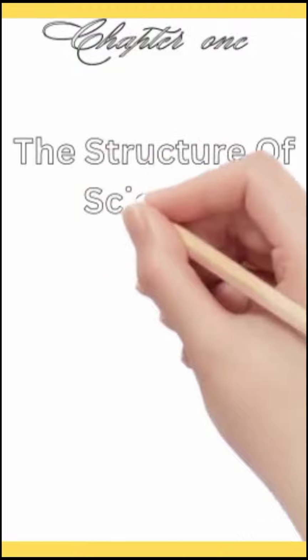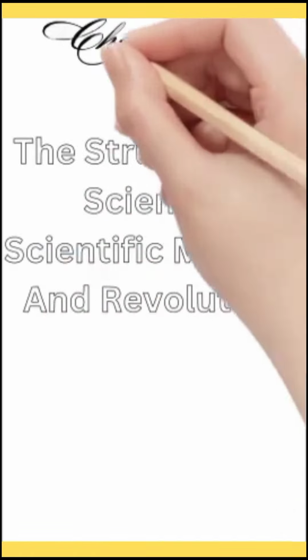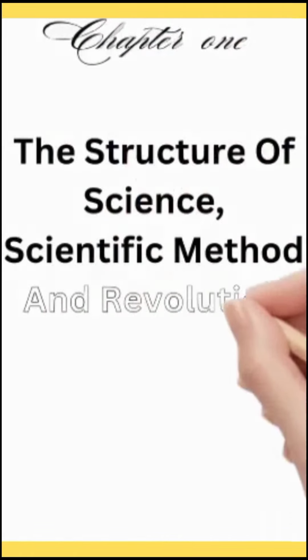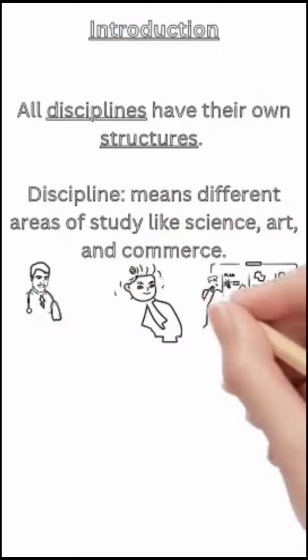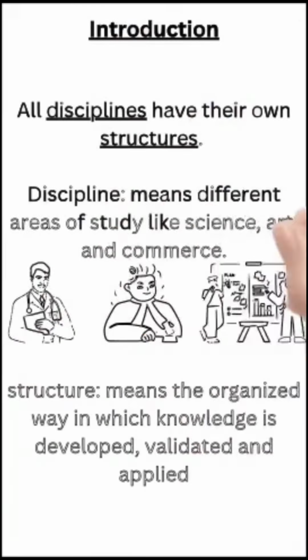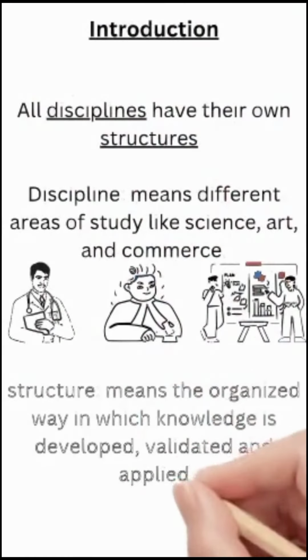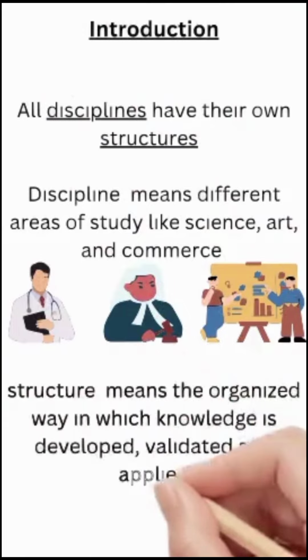Chapter 1, The Structure of Science, Scientific Methods and Revolution. Introduction. All disciplines have their own structures. Discipline means different areas of study like science, art, and commerce. Structure means the organized way in which knowledge is developed, validated, and applied.